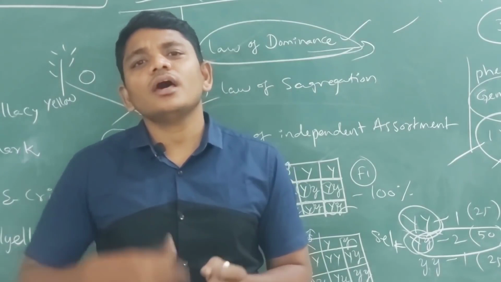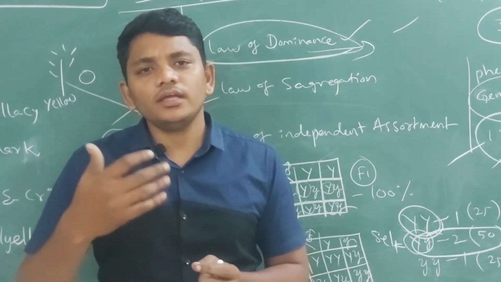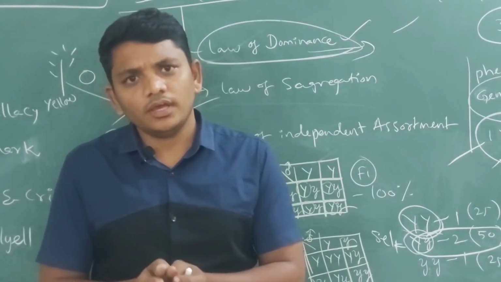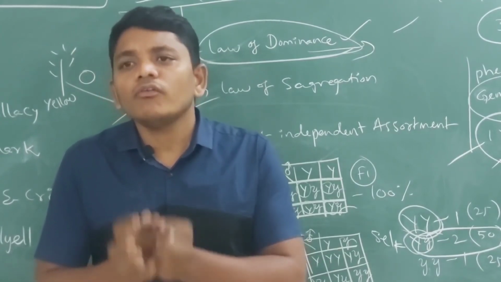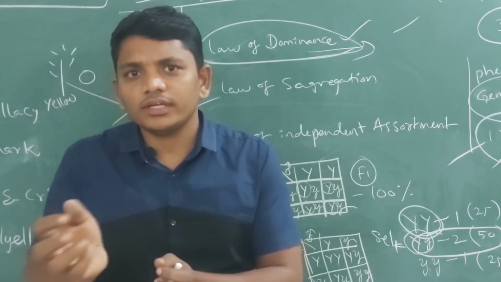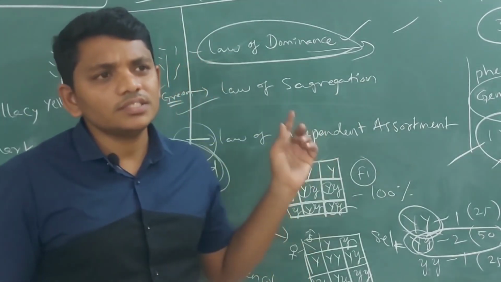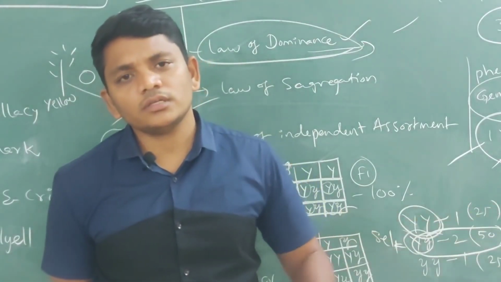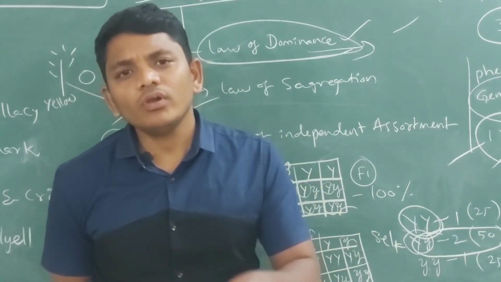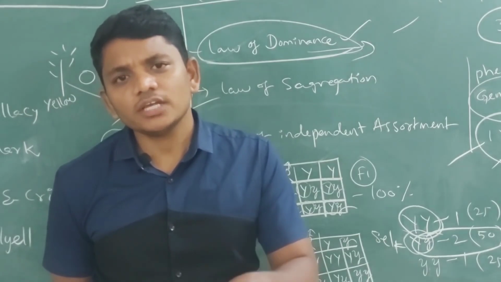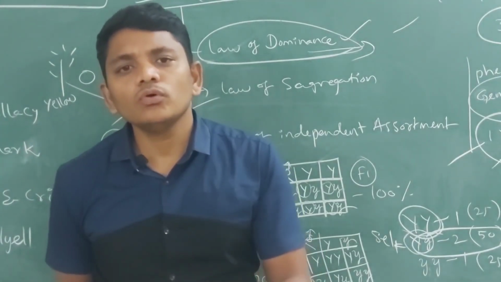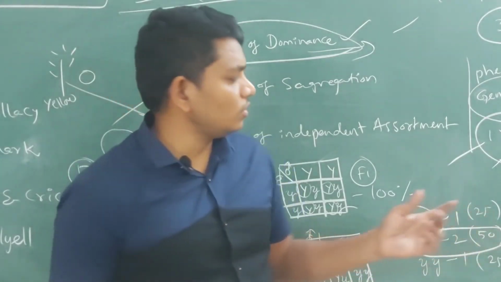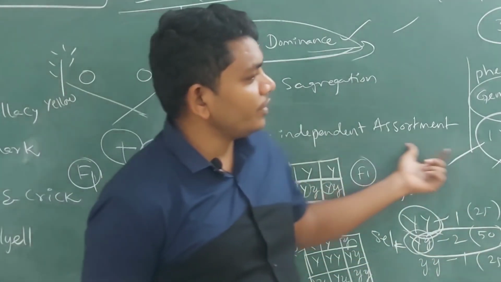The characters select by themselves which character to go with. So he said that while characters go from one generation to another, a character can itself select another character to go along with it. Okay. This is called the law of independent assortment.